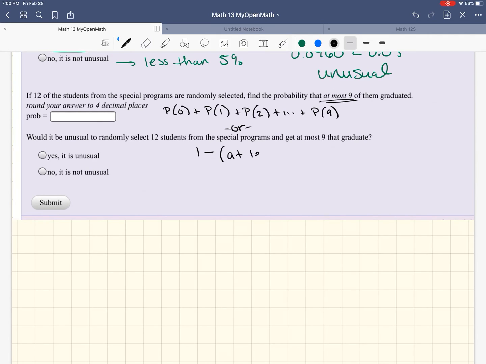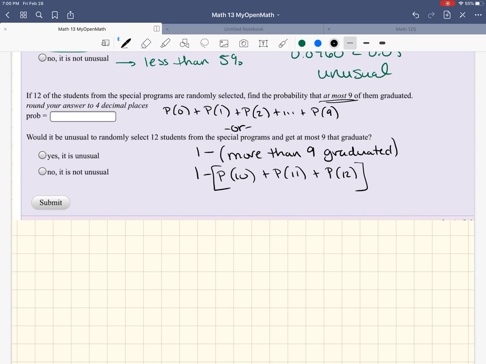the complement. So we could do 1 minus the probability that at least, or I'm sorry, let me rephrase that. That's not correct. That is more than 9 graduated. So in other words, 1 minus the probability that 10 graduated, 11 graduated, or 12 graduated. Okay.